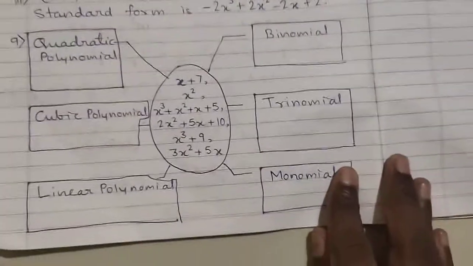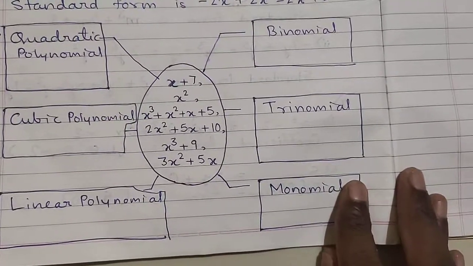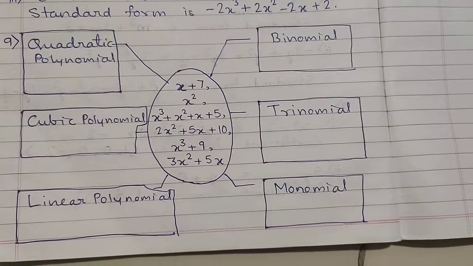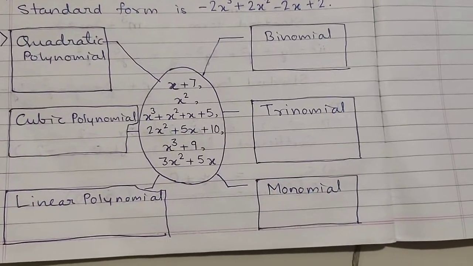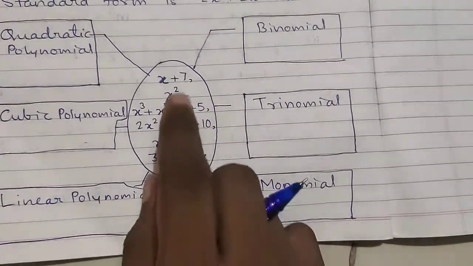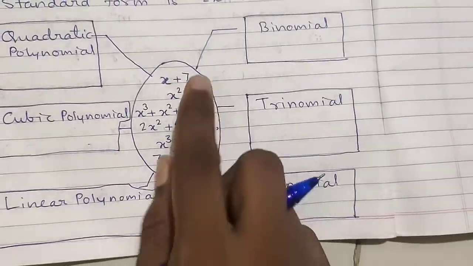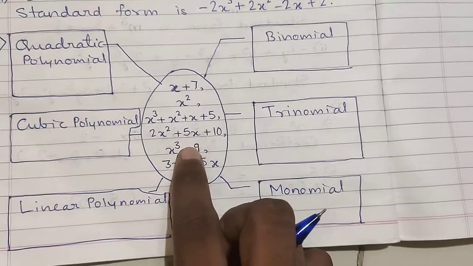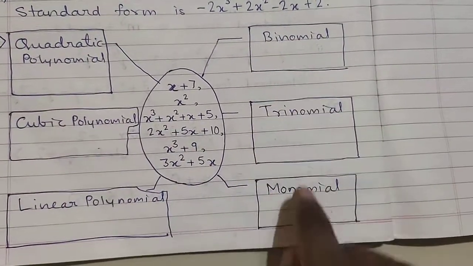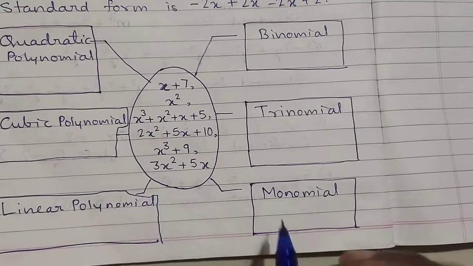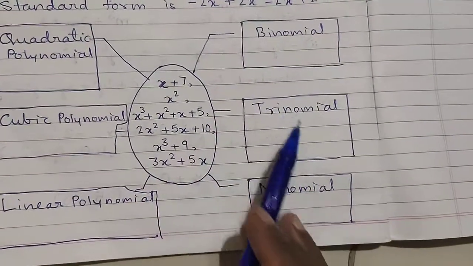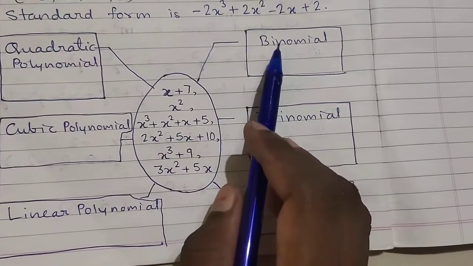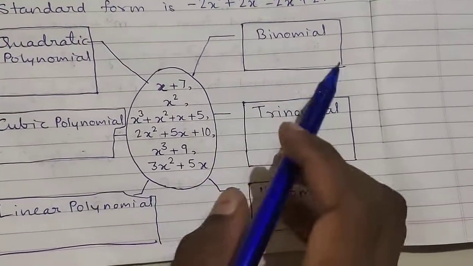Now let us see your last question of this exercise, that is question number 9. In this question number 9, you have to complete these boxes, that is write the appropriate polynomials in the boxes. So there are 6 polynomials given to you, and you have to write in appropriate boxes wherever that is applicable. Okay, now see, this is binomial, trinomial, monomial. You know monomial single term, trinomial triple terms, binomial double terms. So let us complete this first.